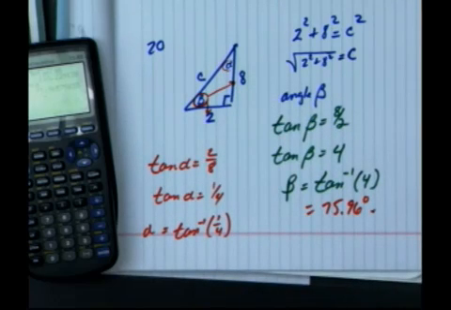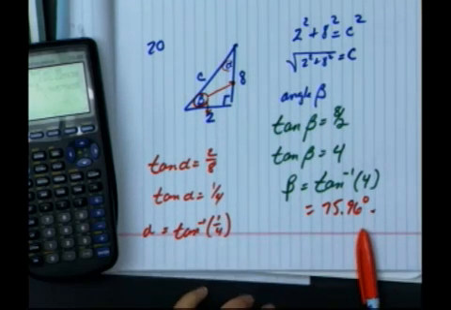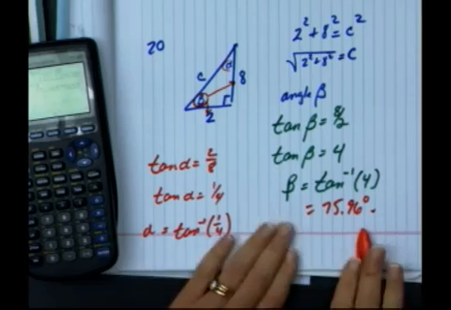So it is usually best to use only what you're given, not what you've found out. But if you're sure you're right, go for it. And it's always a double check. So whatever answer you get here, those two together should add up to 90. So you can always check yourself. Anything else about your test?